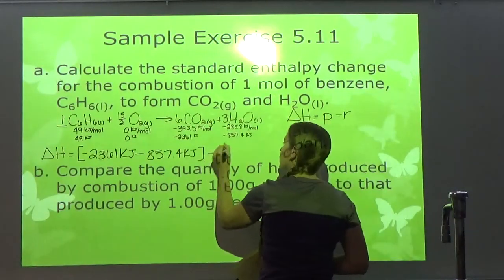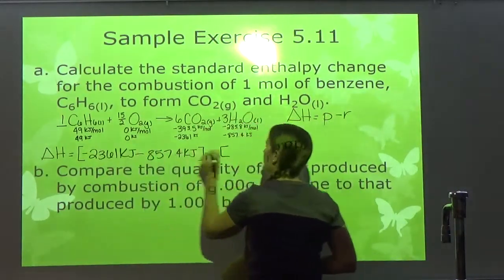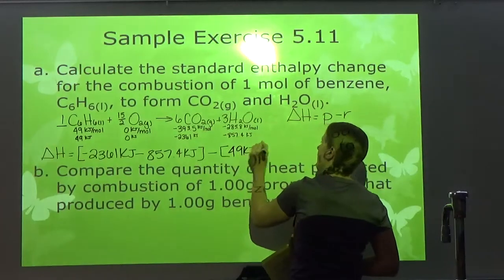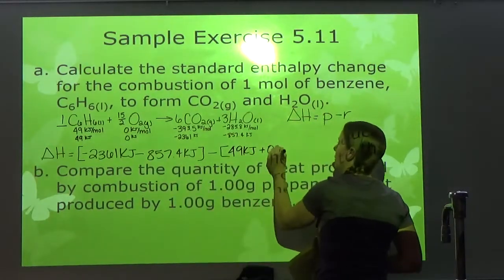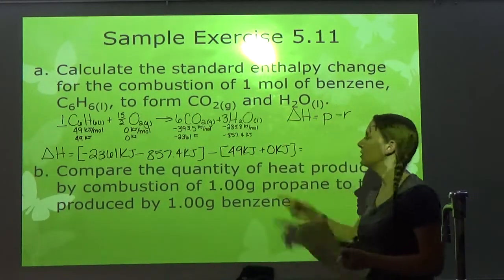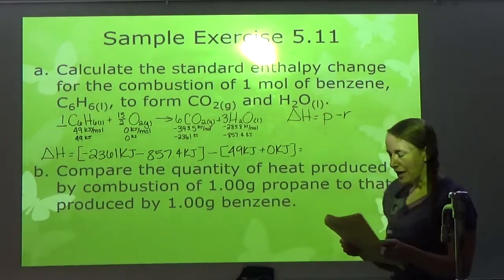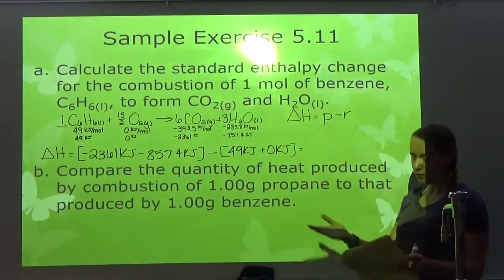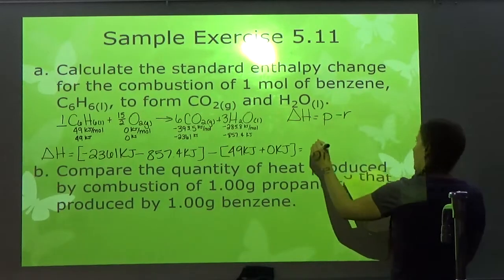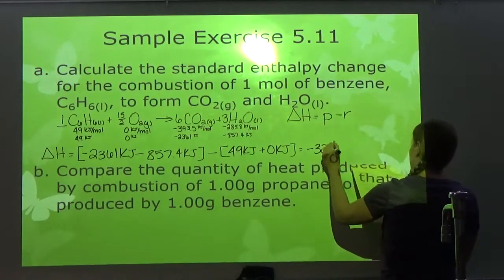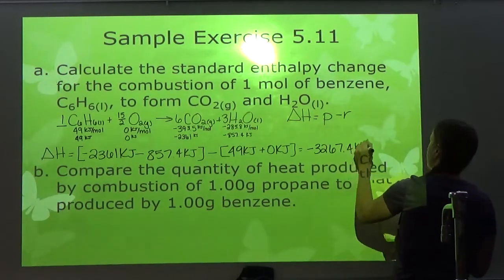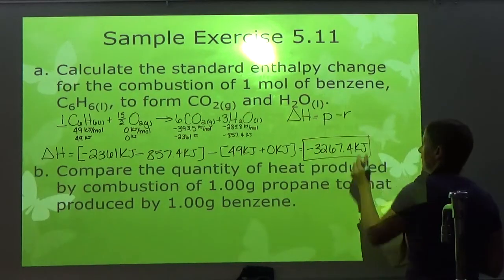All right, and then we subtract our reactants. So we have 49 kilojoules, technically plus 0 kilojoules. Obviously, normally you would just leave off the 0. Okay, I'm just trying to show you where I'm getting everything for the first time. All right, so I end up getting negative 3,267.4 kilojoules, just like that.